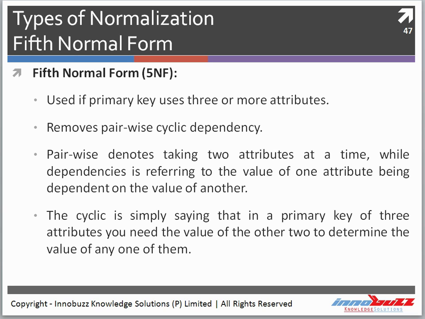Fifth normal form, 5NF, also known as project join normal form, is a level of database normalization designed to reduce redundancy in relational databases, recording multi-valued facts by isolating semantically related multiple relationships. A table is said to be in the 5NF if and only if every join dependency in it is implied by the candidate keys.